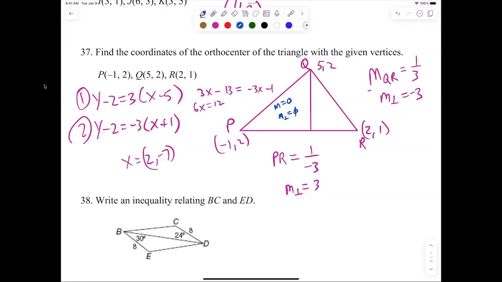So if it's a vertical line coming from this point, then it's just what? X equals 2. Slopes of horizontal lines are 0. Vertical lines are x equals. Agreed or not?